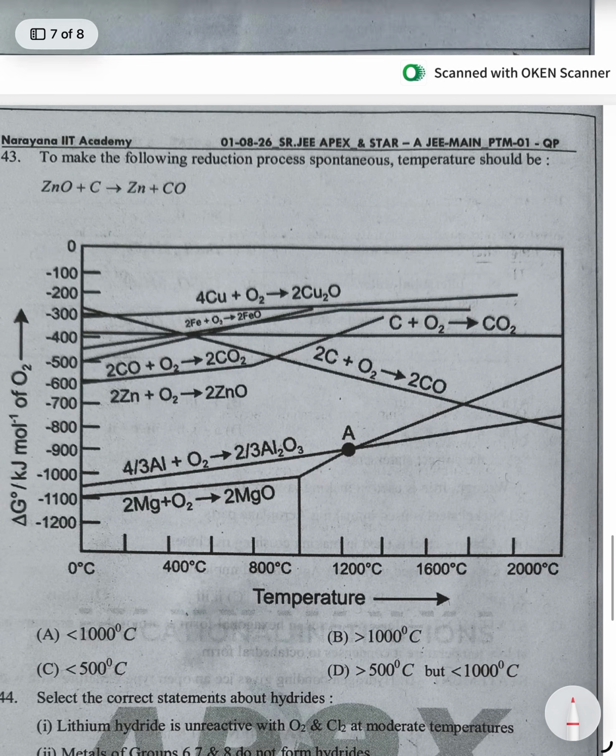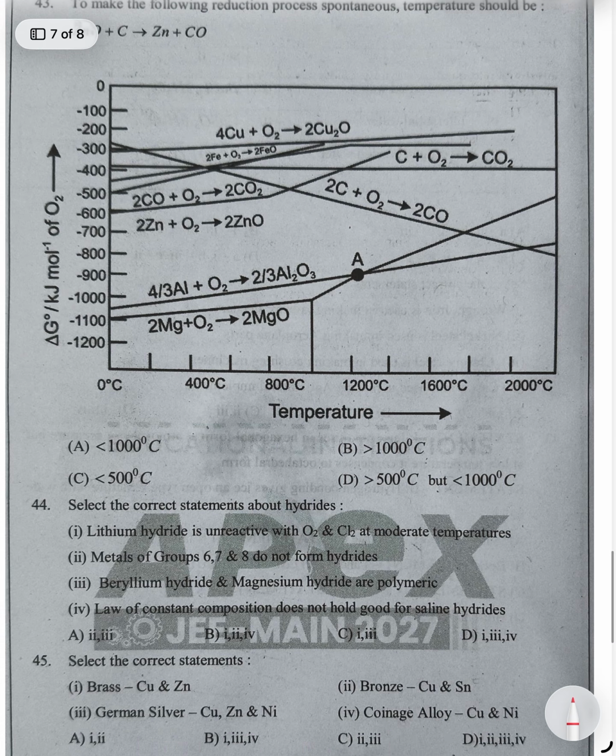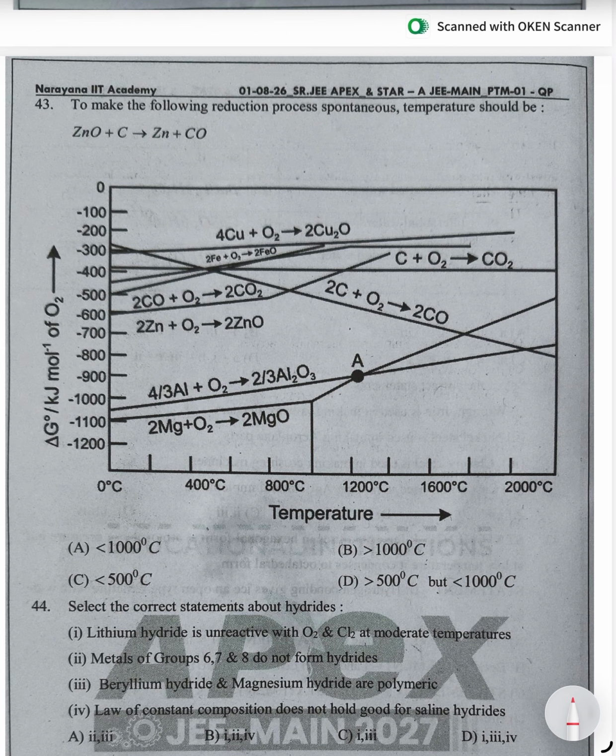Next, the Ellingham diagram, which is very important. We discussed the same diagram in the class also. Let us see. Different metal oxides are given and reducing agents are also given. To make the following reduction process spontaneous, the temperature should be... zinc oxide on reduction will give zinc metal and carbon monoxide. We know that whatever reducing agent or metal is present below the zinc oxide can reduce it, not the one above.